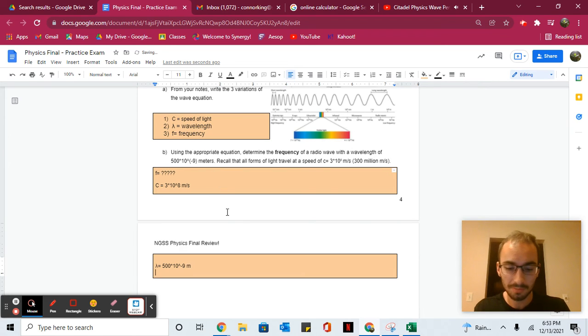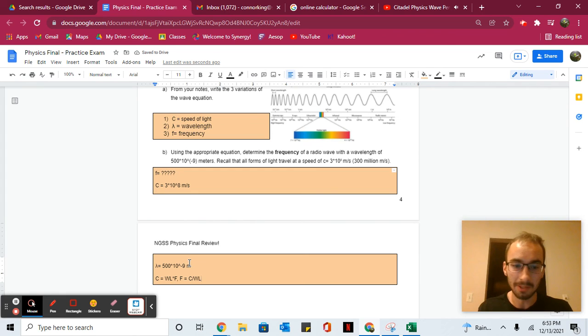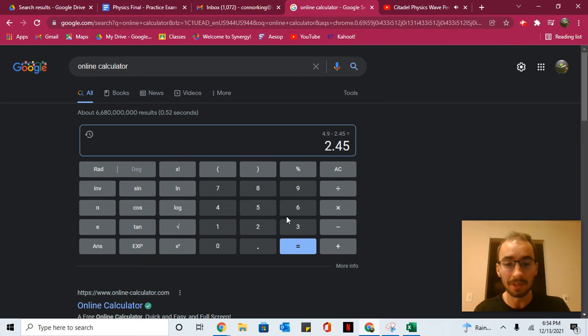Hopefully you have the formula in your notes. Remember, C equals wavelength times frequency. And if you rearrange it, frequency equals C divided by wavelength. I didn't want to copy and paste the lambda. So you take the speed of light, 3 times 10 to the power of 8, in parentheses, divided by 500 times 10 to the power negative 9. And that'll give you the frequency. Remember, your frequency should be very big.